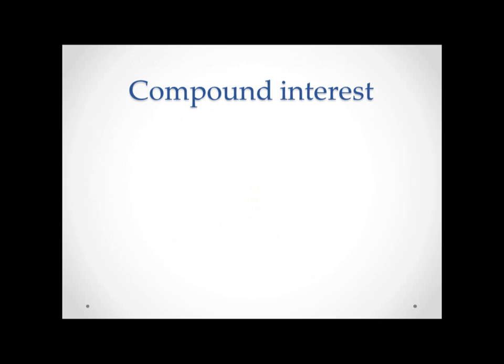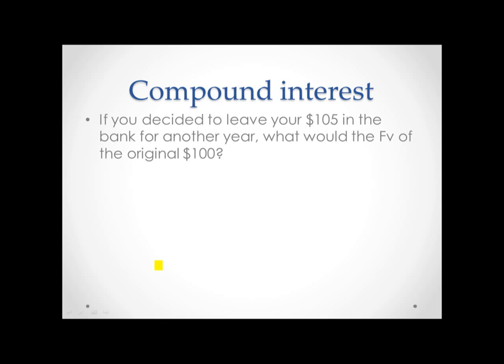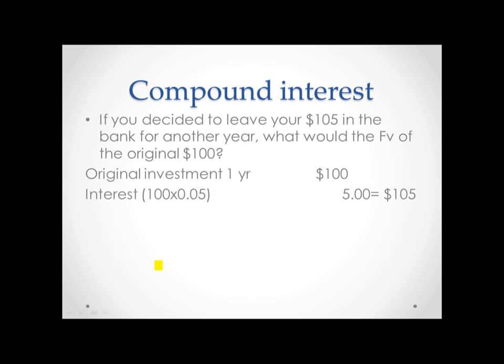Compound interest. Now, if you decide to leave that $105 in the bank for another year, what would the future value of the original $100 be? So you take the original investment for 1 year, which is your $100. Your interest, remember from the previous slide, is 5%. So you take that $100, times it by 1.05, and you come up with 105.